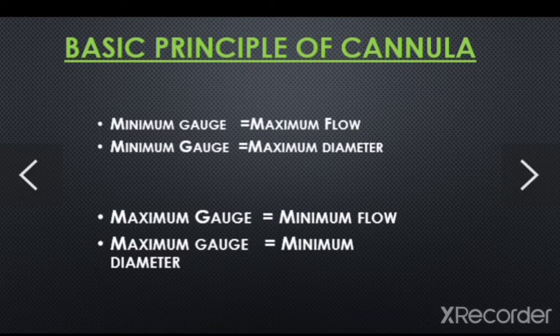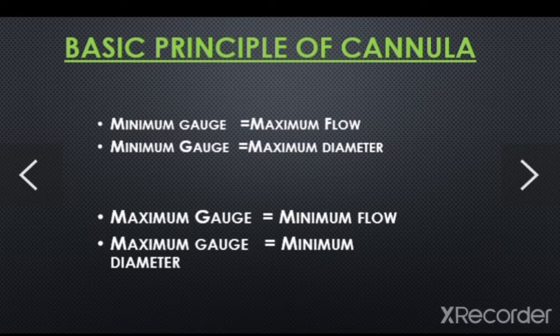Next we will discuss the basic principle of the cannula. Every cannula works on the basis of this principle. Now we will discuss in detail what this principle is. The working of the cannula is based on this: minimum gauge is equal to maximum flow. It means the cannula which has a minimum gauge number, for example 14 gauge, has the maximum flow rate. The cannula with a minimum gauge number, like the orange cannula, has the maximum diameter, meaning the diameter is larger.